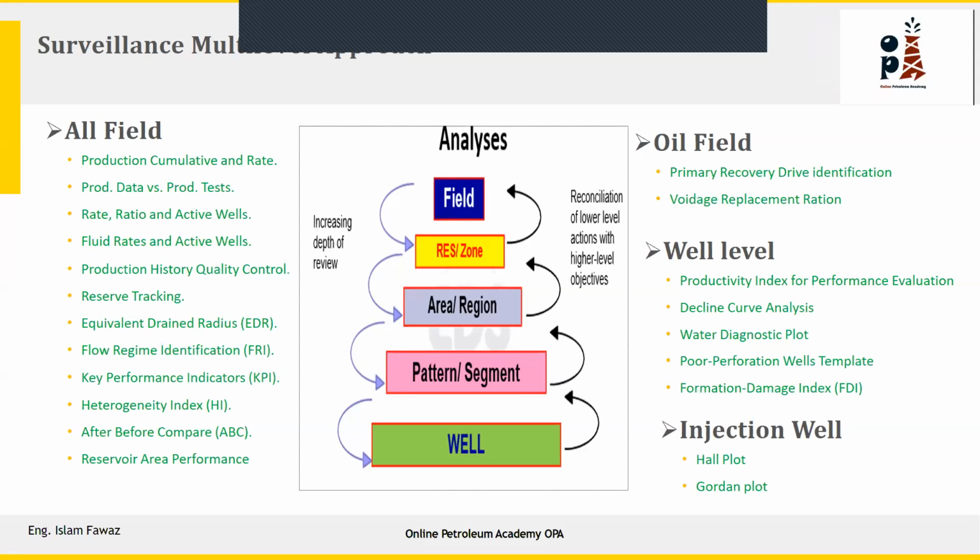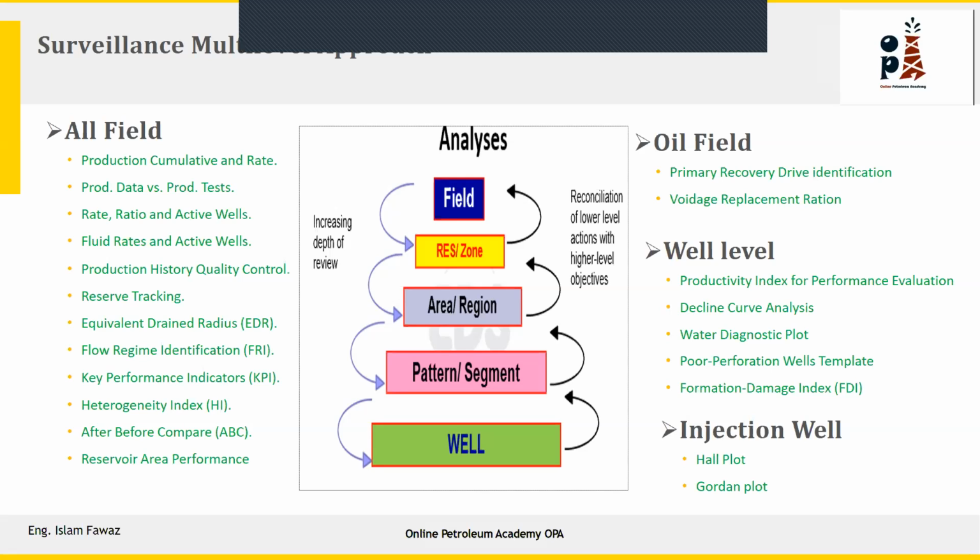Equivalent drainage radius calculation, key performance indicator for the field. What is the key metric for our field to ensure the field is working in a healthy way? Before and after comparison, heterogeneity index to determine the underperforming wells and or the wells requiring further investigation. Reservoir area performance. This is for the fields. For an oil field working under water injection, we have primary recovery drive identification and voidage replacement ratio, which is very important for water injection.